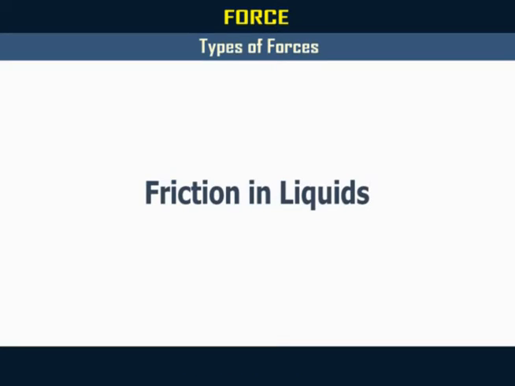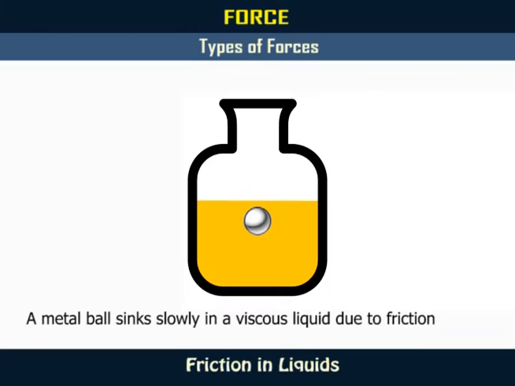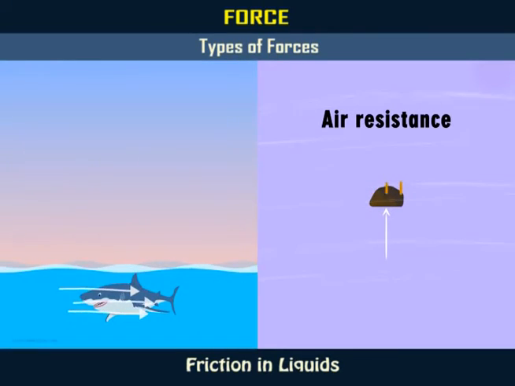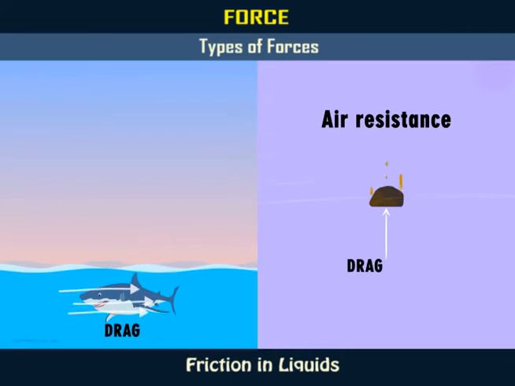Friction also occurs in liquids. An object sinks slowly in a viscous liquid due to the friction between the object and the liquid. Even objects falling through air experience friction with the air molecules. This friction between objects and fluids, that is liquids and gases, is called drag.